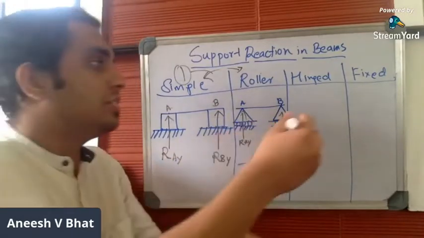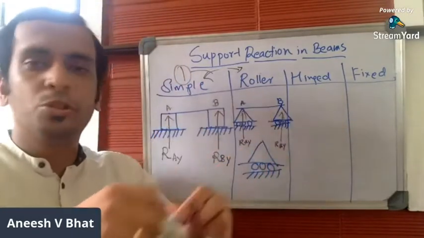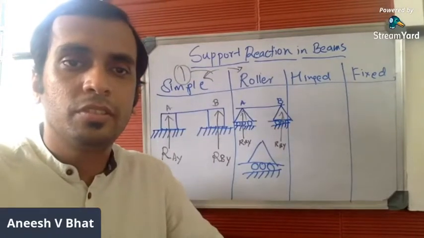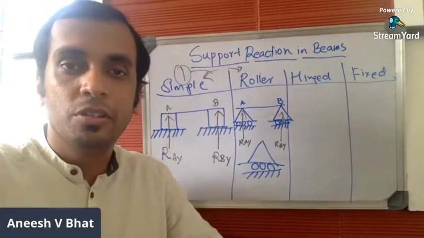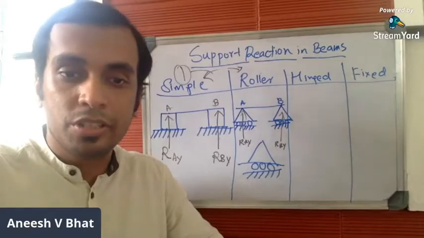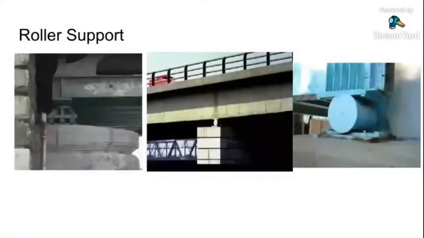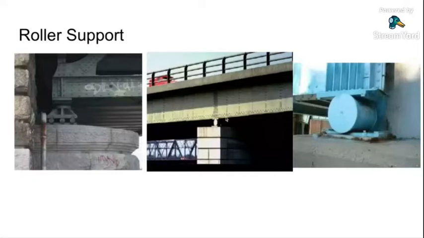Hinged support is drawn in this way. Before that, let me just show you a real-time example for roller support, after the example for simple support. This is an example for roller support. You can see this is a steel girder or steel beam which is supported using a roller support. Even here, these are steel girders, steel beams, being supported using roller supports. And even here, a steel girder is being supported using a roller support. So these are real-life applications of roller support. This is how a roller support looks.